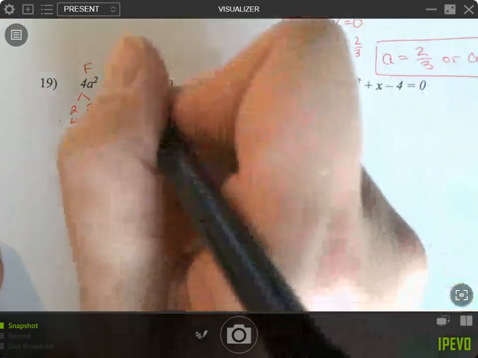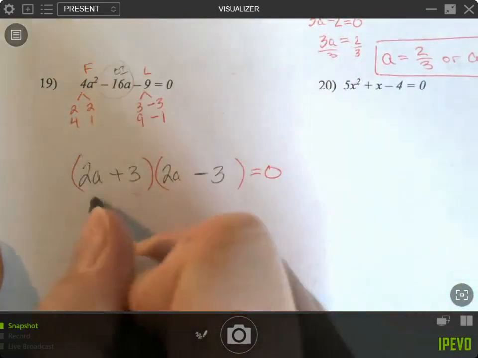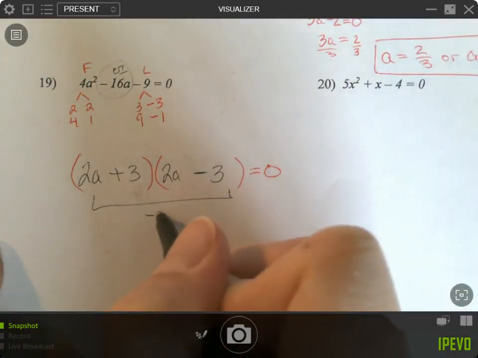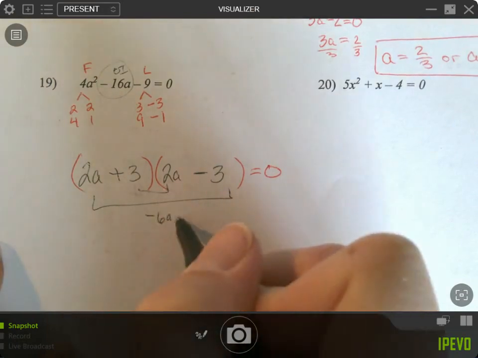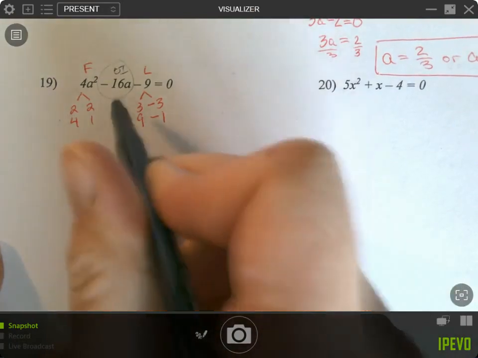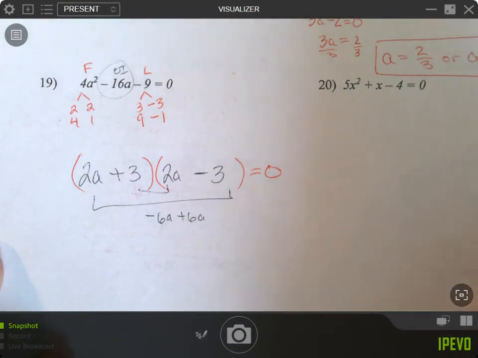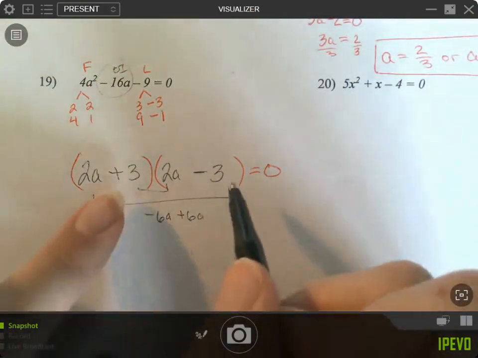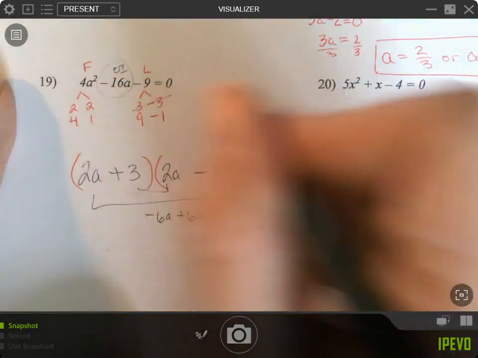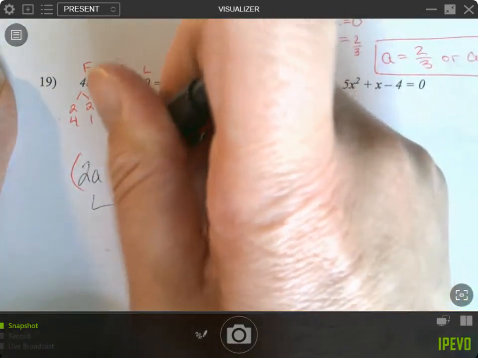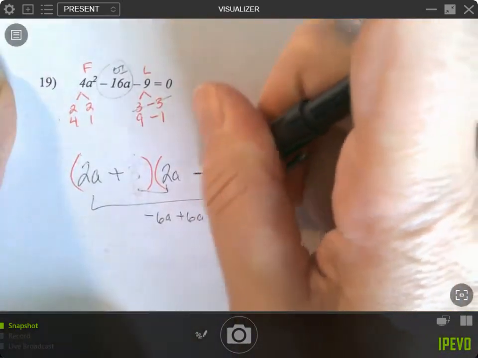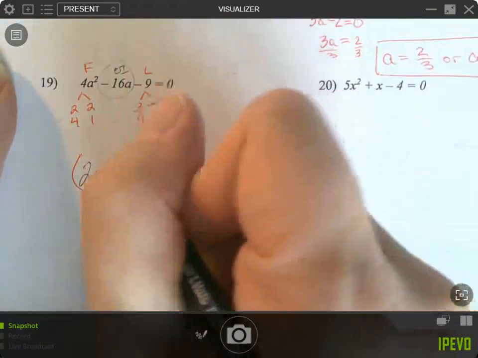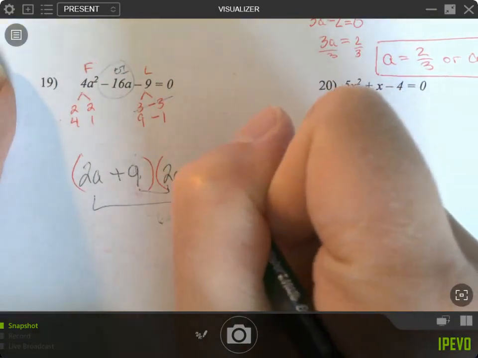Okay, I'm checking the outer and the inner. Here we go. This gives me a negative 6a and a positive 6a. Okay, does that give me negative 16a? No. So 3 and negative 3 didn't work. Now, normally we'd flip them, but they're double digits, so I'm going to throw them out and go to 9 and 1. All right, get rid of everything that doesn't work here. I'm not worried about the signs, so 9 and 1.